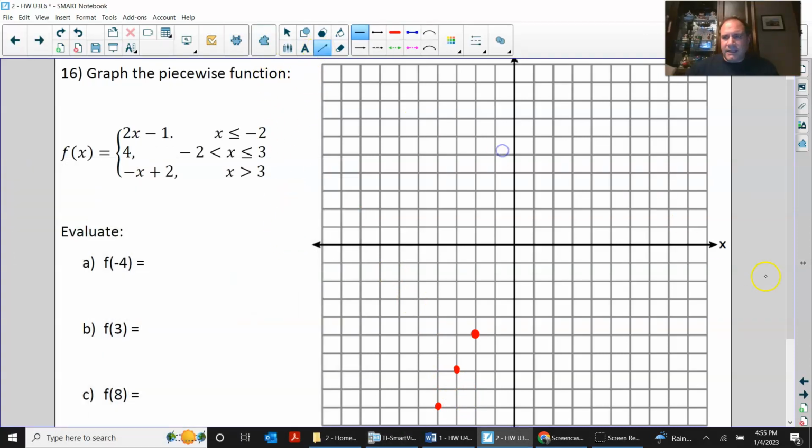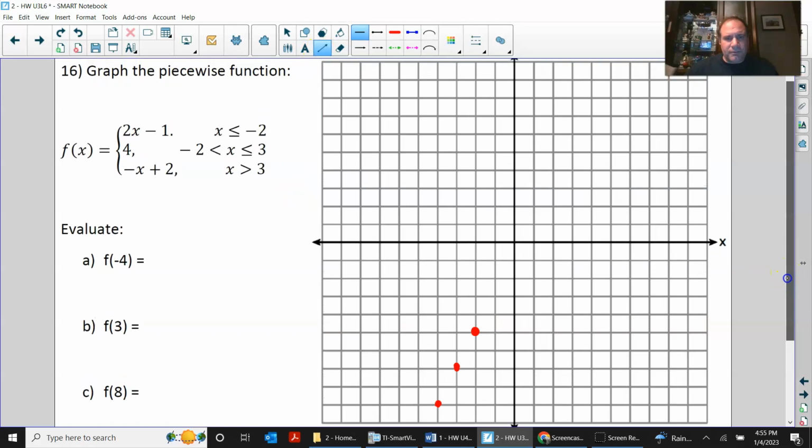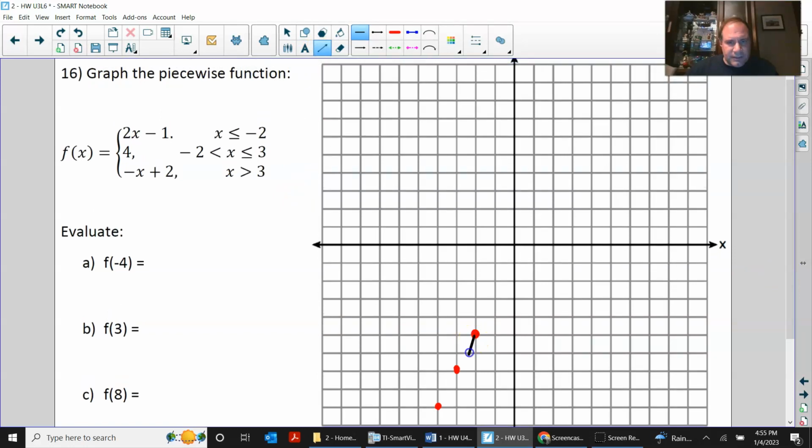So I'm going to connect those points just like this, and put an arrow there. So this is f of x equals 2x minus 1, and that is a domain of x is less than or equal to -2.